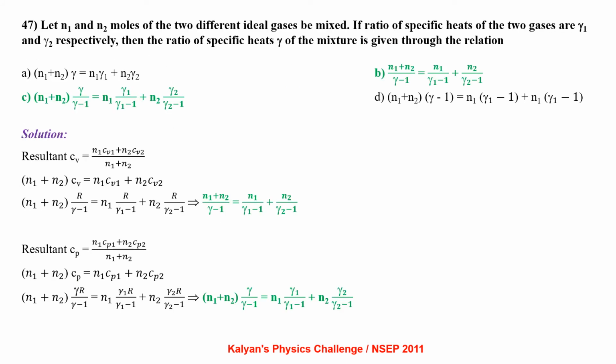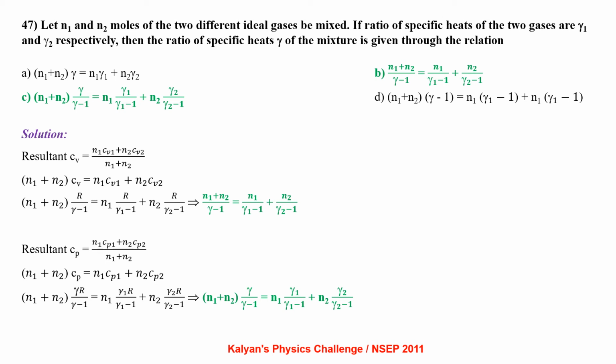Let N1 and N2 moles of two different ideal gases be mixed. If the ratios of specific heats of the two gases are gamma 1 and gamma 2 respectively, then the ratio of specific heats gamma of the mixture is given through the relation. Resultant Cv is (N1 Cv1 + N2 Cv2)/(N1 + N2). That gives us (N1 + N2) Cv = N1 Cv1 + N2 Cv2. Cv can be written as R/(gamma − 1). Ultimately it comes out to be (N1 + N2)/(gamma − 1) = N1/(gamma 1 − 1) + N2/(gamma 2 − 1).